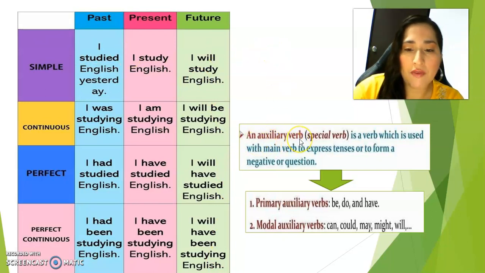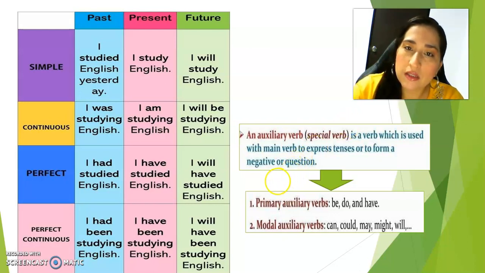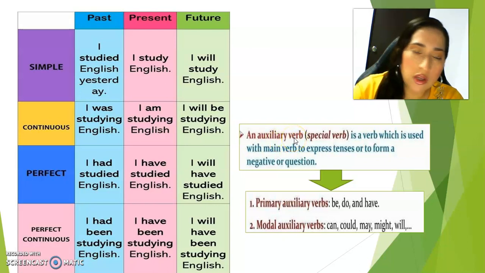An auxiliary verb. Special verbs are those verbs which are used with a main verb to express tenses or to form a negative or question. Auxiliary verbs are usually used in negative and in interrogative sentences.